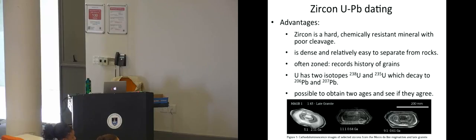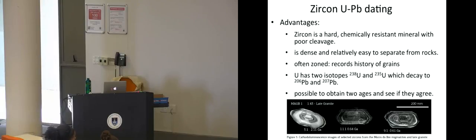And uranium actually has two isotopes. We've looked at the 238 uranium, but there's also 235 uranium, which decays to 207 lead. So locked into these zircons, we have two clocks. We have a 238 clock and a 235 clock. And if we measure both of those, we have two ways to get ages and see if they agree.